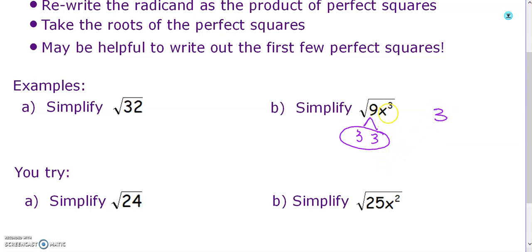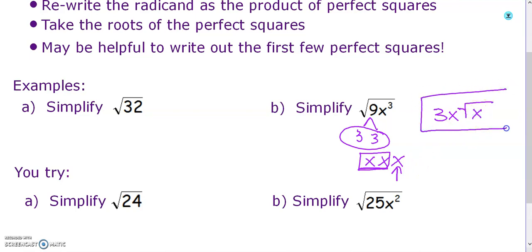And I took a look at my x cubed. Well, that's x times x times x. I'm looking for doubles because it's a square root. Here I have it. I have 1 set of doubles there. That means I have 1 x on the outside. This is a single x. Does not have a pair to come out and dance with, so he's going to stay inside the house. So we have 3x square root of x.